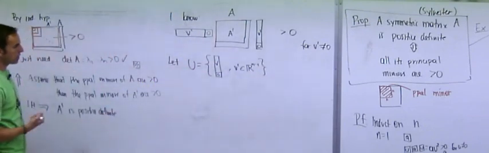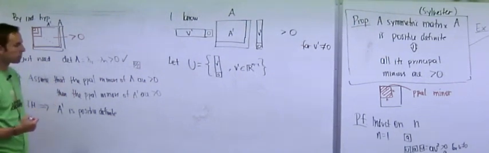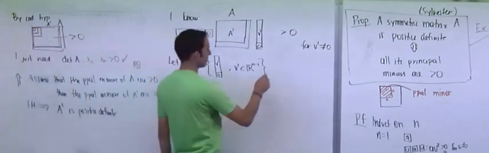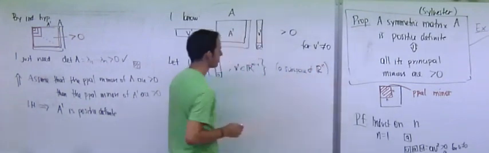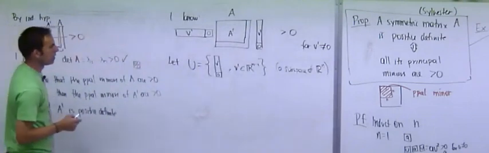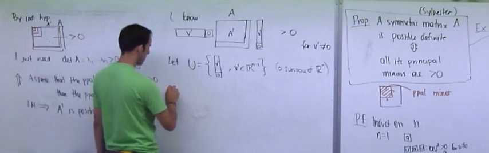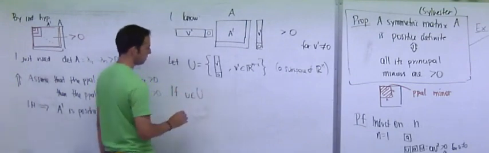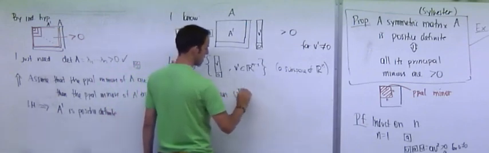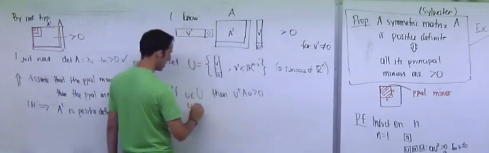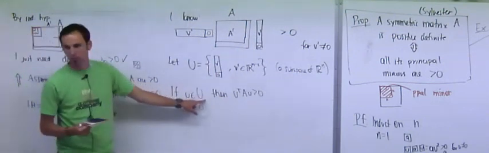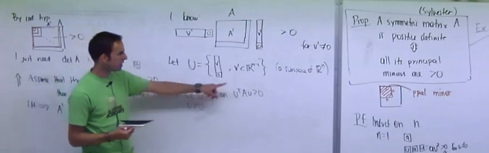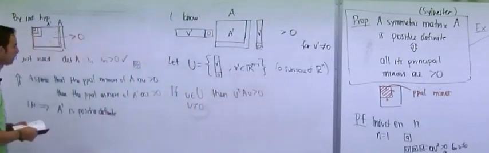So U consists of the column vectors in Rn such that the last coordinate is 0. And so, of course, this is a subspace of Rn. Okay. And what did I prove? Well, I proved that if u is in big U and it's not 0, then u transpose A u is positive. Now, I would like this statement to be true for all of Rn, but this is a reasonably good step. We proved it for a subspace of dimension n minus 1. But we're not done.